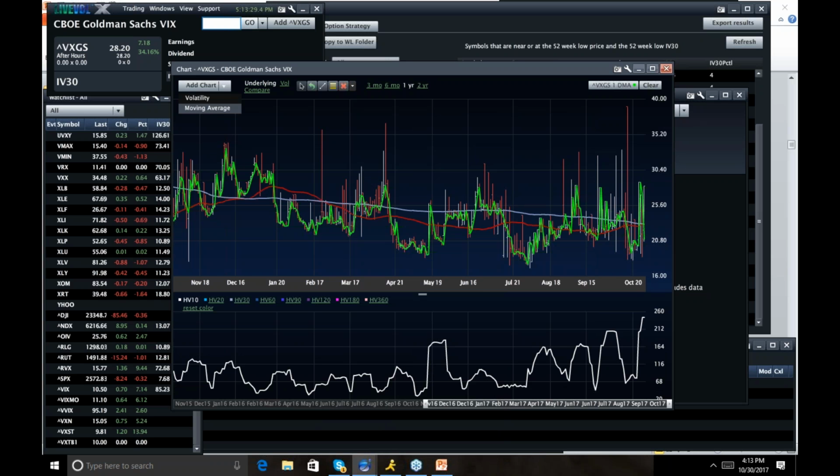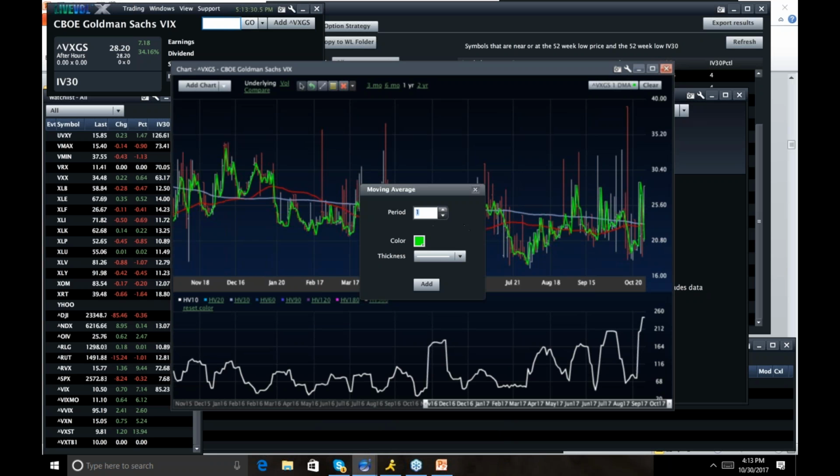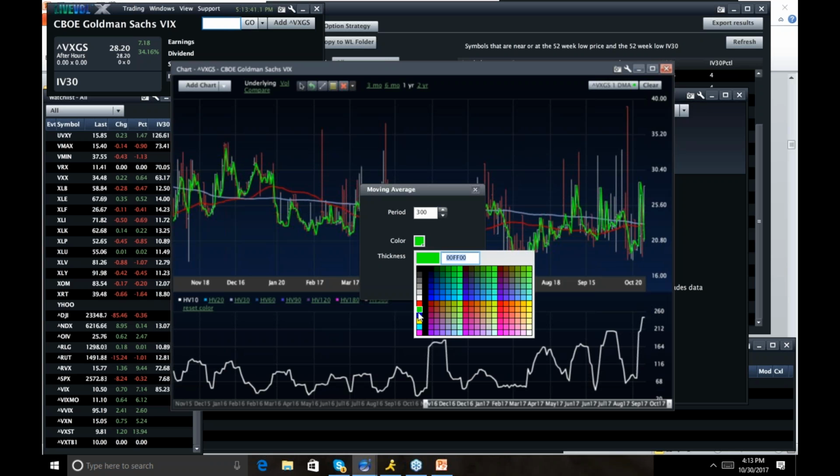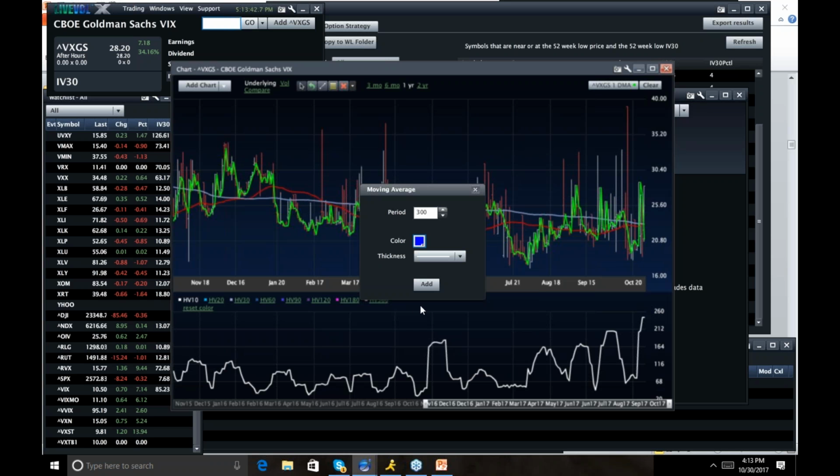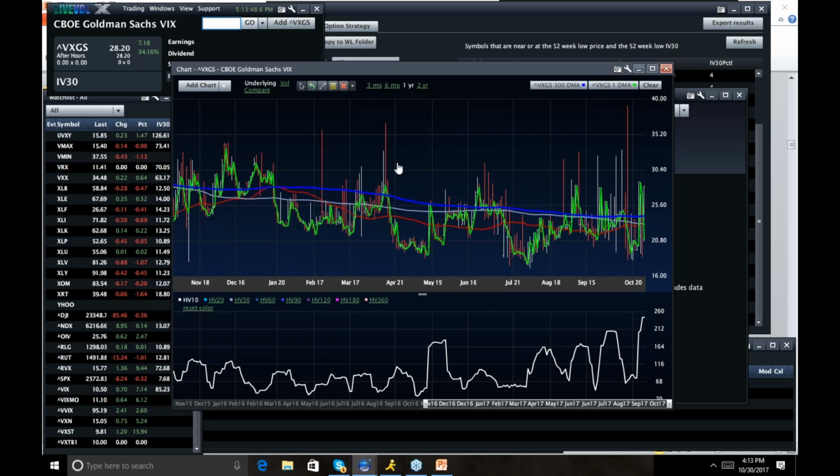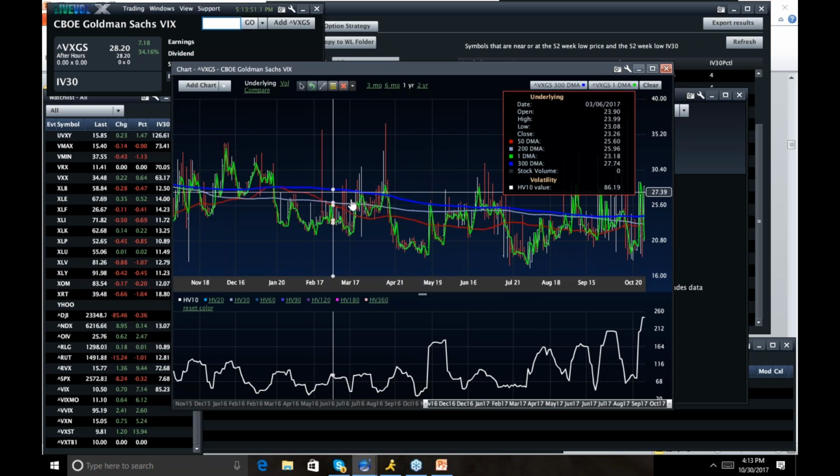But I'm going to add another moving average. I'm going to add like the 200-day moving average. Or I'll add the 300-day moving average. Or I guess 400. And I'll make that dark blue. Super thick. Are you ready? Look at that. Hardly moves.